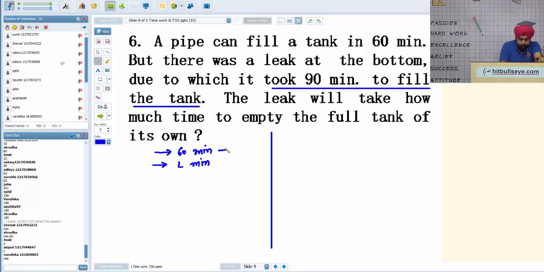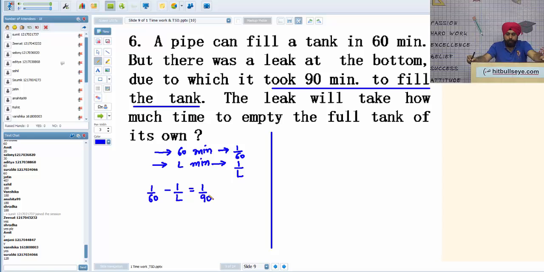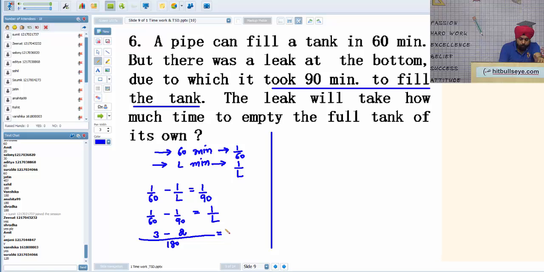So that means in 1 minute the inlet pipe fills 1 by 60 and in 1 minute the leak would drain 1 by L. So students, 1 minute output is 1 by 60 minus 1 by L, can you say is equal to 1 by 90? Because if together it has taken 90 minutes to fill the tank, that means 1 minute's net output is 1 by 90, right? So this is 1 by 60 minus 1 by 90 is equal to 1 by L. You take the LCM 180, 3 minus 2, so it is 1 by 180 is equal to 1 by L. So the value of L happens to be 180.